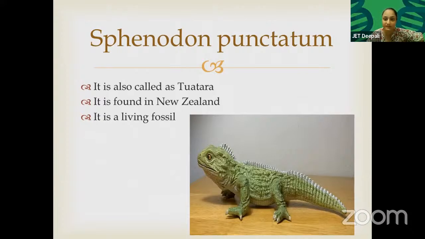See, you can see this is the mid dorsal line. They have horny appendages, horny scales. Five limbs you can see with nails, pentadactylous condition with incurved nails. This is Sphenodon punctatum, only found in New Zealand.